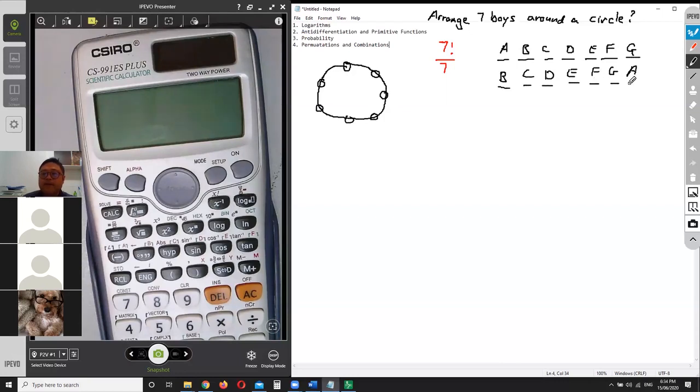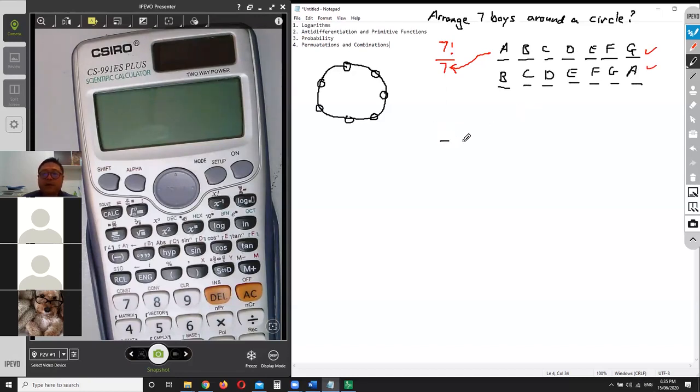Okay, so if it's in a circle, is this arrangement the same as this arrangement? Yes. And how many duplicates of this arrangement are there? 7. Does that make sense? If it's in a circle, you take the number of arrangements in a straight line and divide by 7. Got it? Cool.